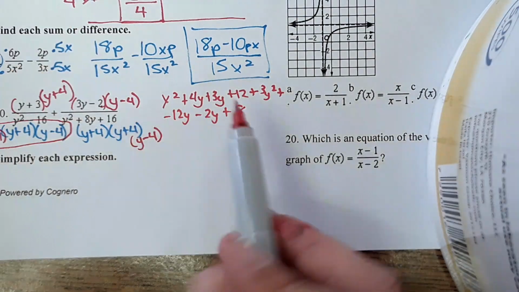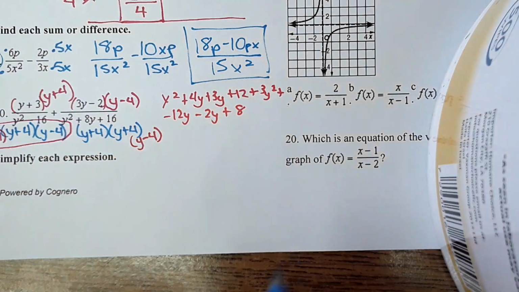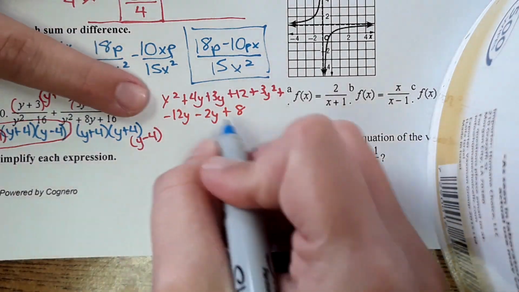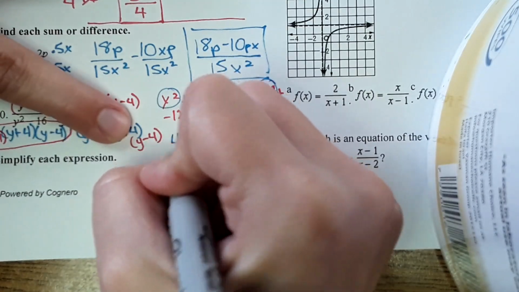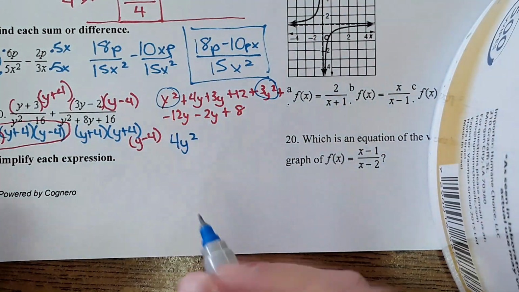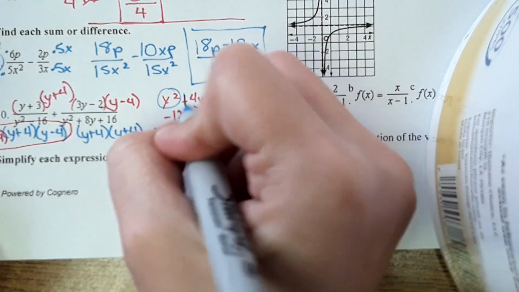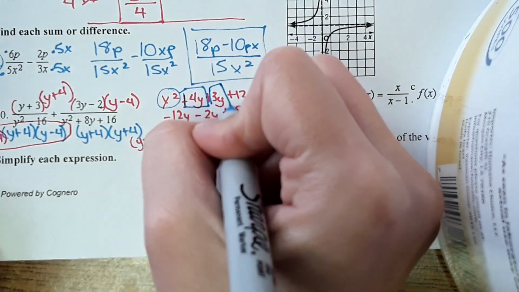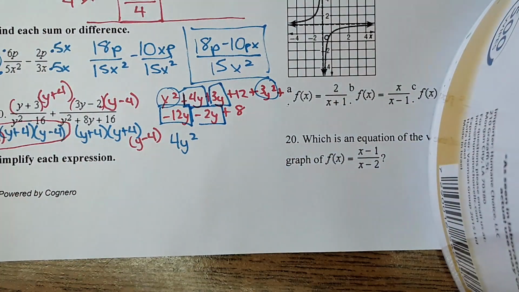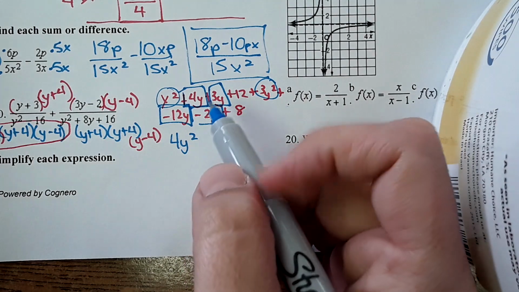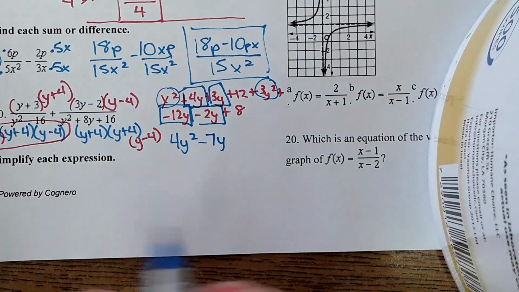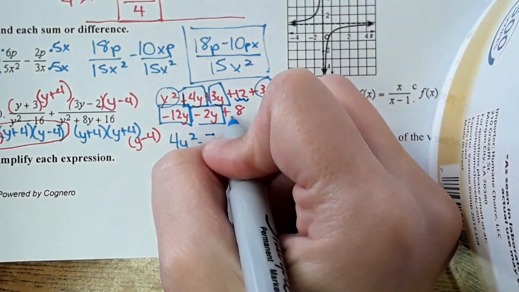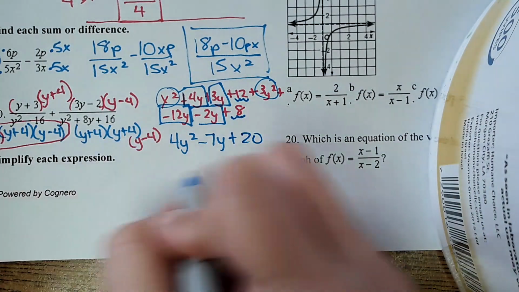Okay, so these two rows, I need to simplify this by combining like terms. So I'm just looking for matches here. I got a y squared and a 3y squared. That would be 4y squared. Then I'm going to combine all the y's. Got this 4y, 3y, negative 12y, negative 2y. I add all those y's, and it comes out to negative 7y. And then last but not least, 12 plus 8 is 20.